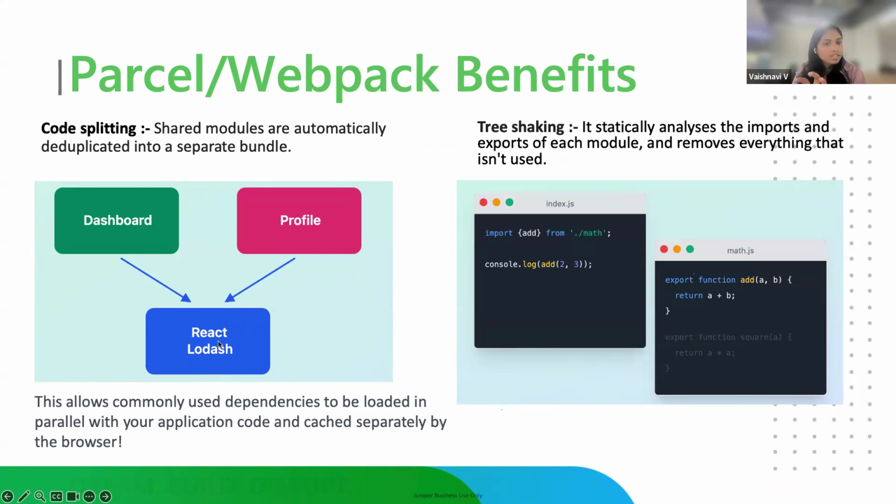This bundle is created separately. It is cached separately in your browser, and whenever and wherever required, it gets rendered. We don't have to load it again and again. It gets loaded in parallel. Now, what I was talking about right now is tree shaking. Here, you have an add function and a square function, but in your actual code, you're using only the add function. You're not using square. So Parcel and Webpack intelligently remove this code from your bundle.